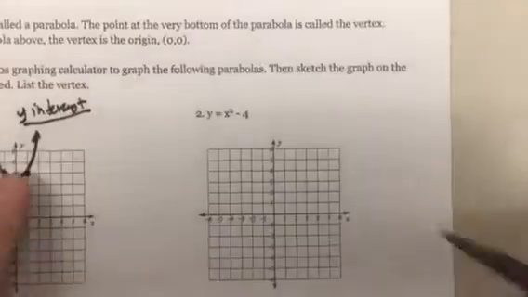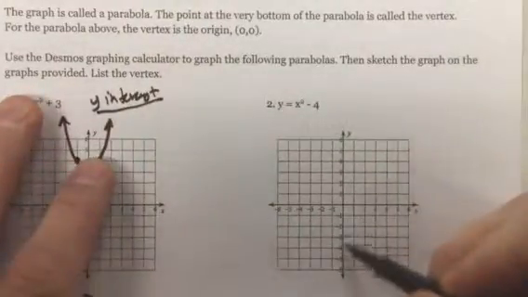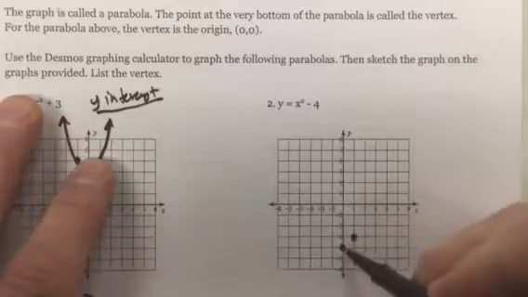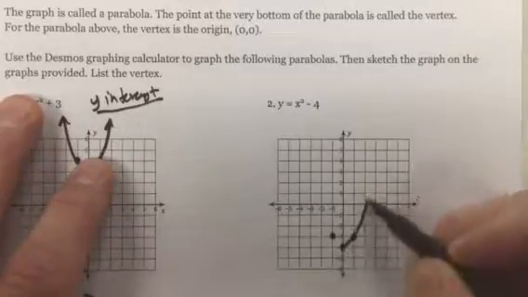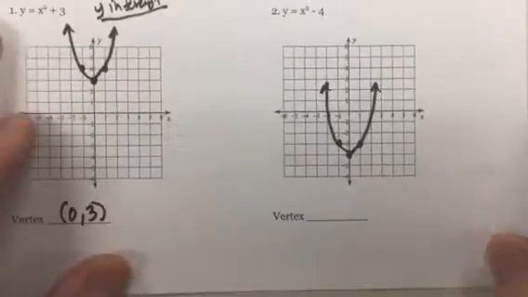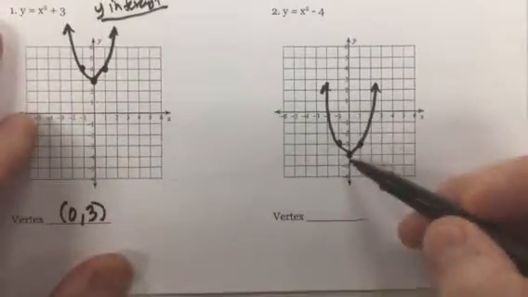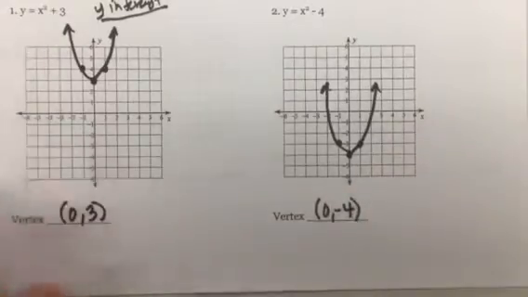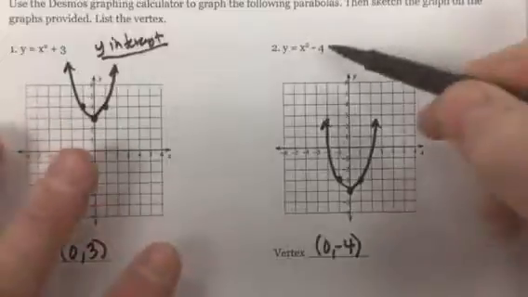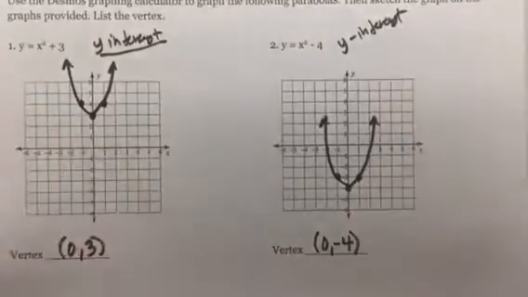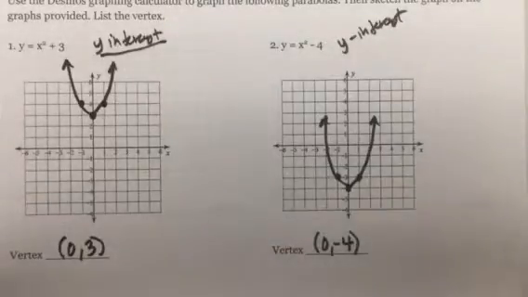So we go back to our paper, graph the vertex at 0, negative 4, and again, you can go over 1, up 1, back 1, up 1, to give you a couple points in the parabola, and then you graph it like that. Then you need to tell me the vertex, and again, the coordinates of the vertex are 0, negative 4. So you'll see this negative 4 again is like the y-intercept. It tells you where to start your parabola.